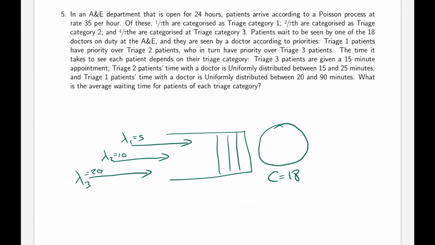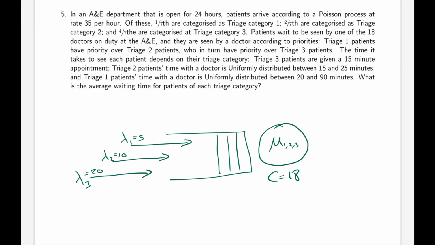Finally, those 18 servers will operate at a given service rate, mu, which depends on the triage category. So we have mu1, mu2 and mu3 here. Now the service time distribution isn't necessarily exponential here. In fact, it's never exponential. For triage category 3, patients spend a fixed time of 15 minutes, a deterministic service time distribution, which would have a rate of 4 per hour. 15 minutes times 4 is an hour.